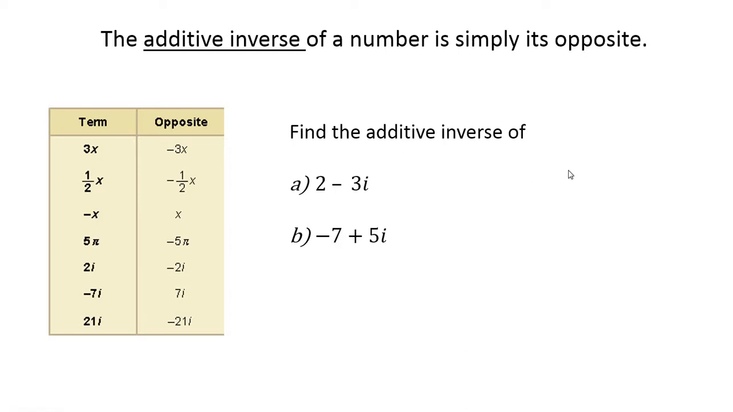Alright, you guys, so today's lesson we're looking at some basic operations with complex numbers. Remember, a complex number is a number that can be written as a plus bi. We've got our real part and our imaginary portion, right? So one little thing you're going to run into in the lesson, the additive inverse of a number. All that means is its opposite.